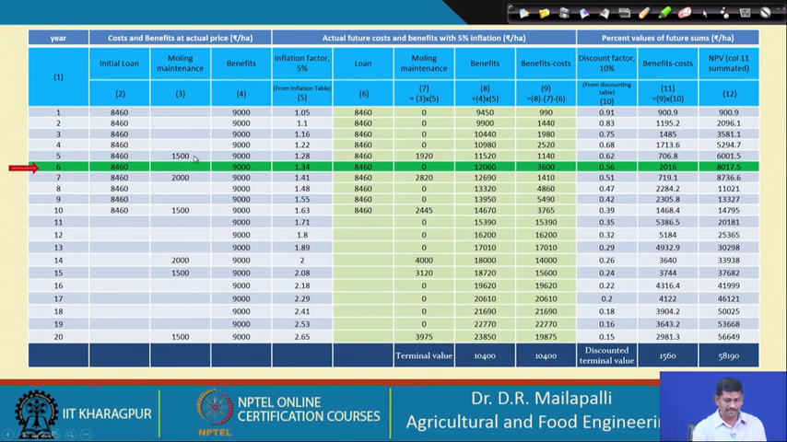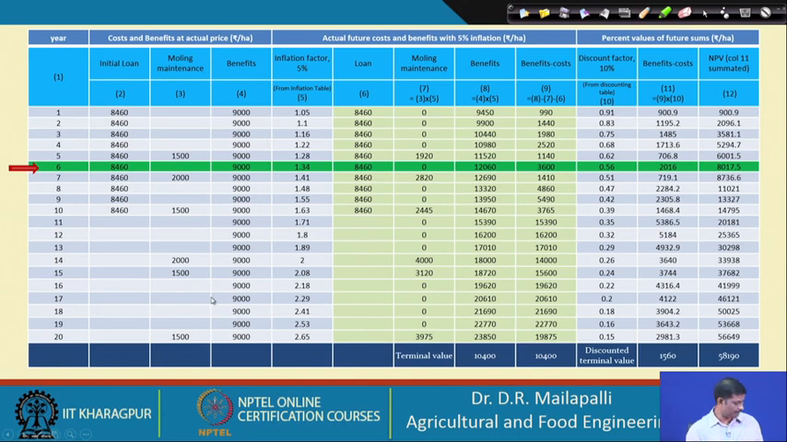So, every 5 years, every 7 years remolding, every 5 years the maintenance, maintenance 1,500 rupees. So, like that. Again after 10 years it is maintenance, 15 years maintenance, 20 years maintenance. So, remolding at 7 years, 14 years and 20 years. Okay. So, that is the thing.